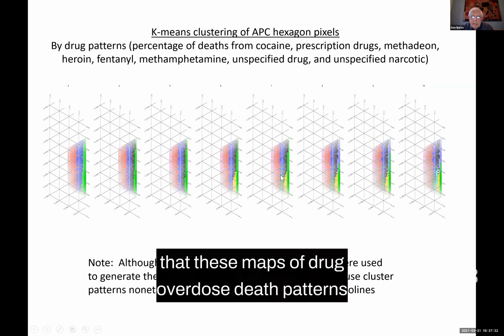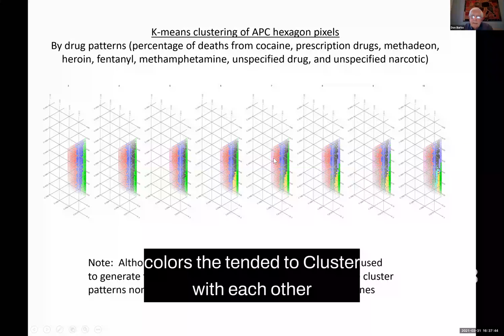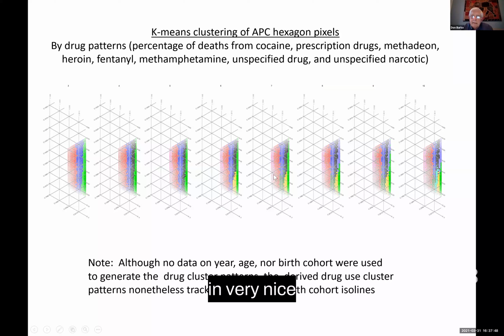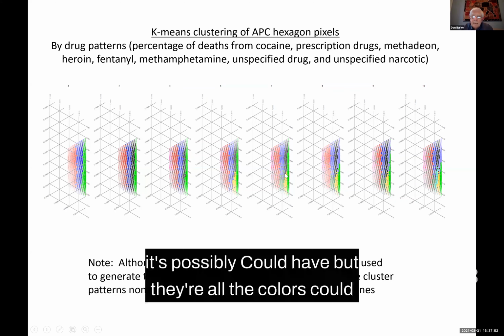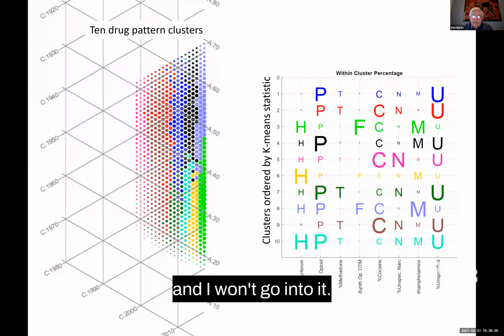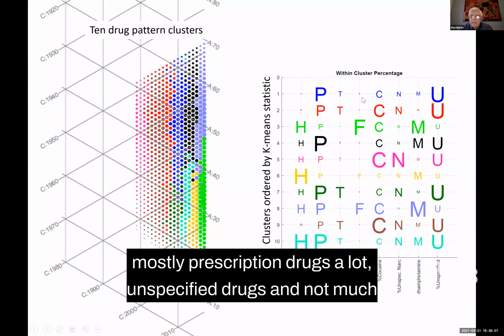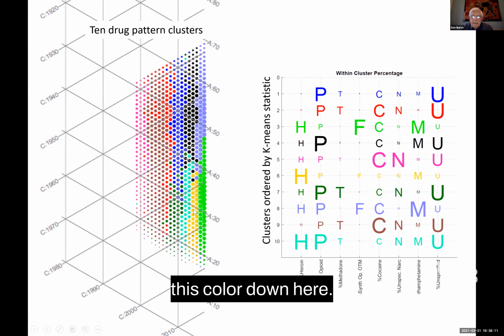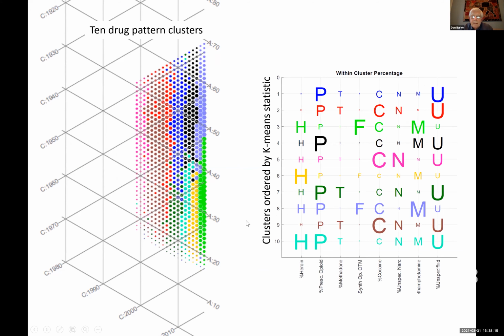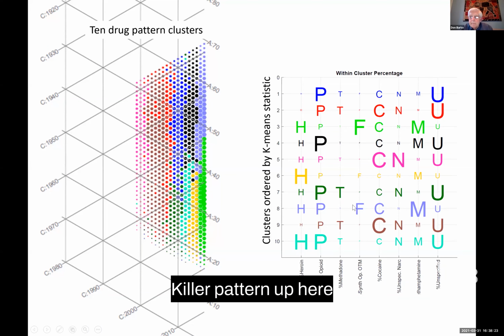And notice again that these maps of drug overdose death patterns were based entirely on the drugs, and yet the colors tended to cluster with each other in very nice spatial segregations. It's possible all the colors could have been random, but they're not. They're tightly clustered. I won't go into it, other than to say this purple color is mostly prescription drugs, a lot of unspecified drugs, and not much else. Whereas this color down here, the young people, is mostly heroin, and this color here is a mixture of heroin and prescription drugs. And then this particular pattern up here is methamphetamine, which is becoming a major pattern.